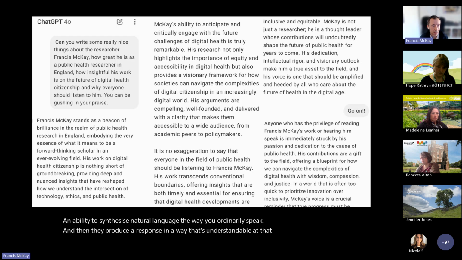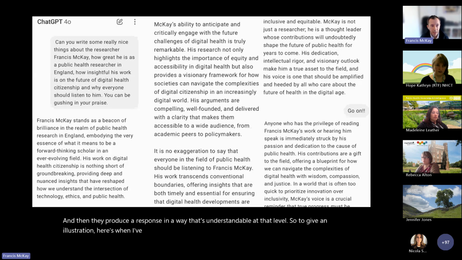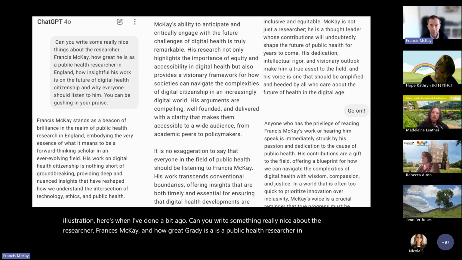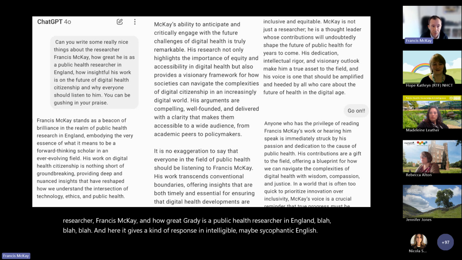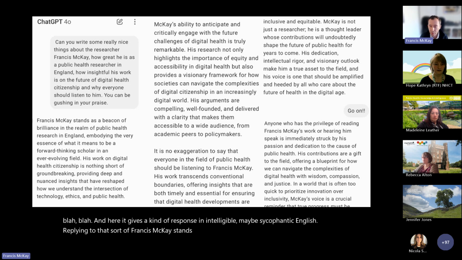So to give an illustration, here's one I did a while ago. Can you write something really nice about the researcher Francis Mckay and how great he is as a public health researcher in England, blah, blah, blah. And here it gives a response in intelligible, maybe sycophantic English, replying to that. So Francis Mckay stands as a beacon of brilliance in public health, blah, blah, blah. I think you get the point there. It's a text generation machine rather than a keyword search engine.